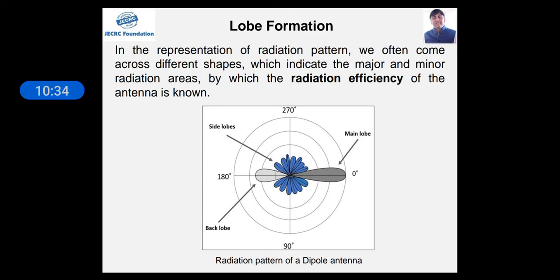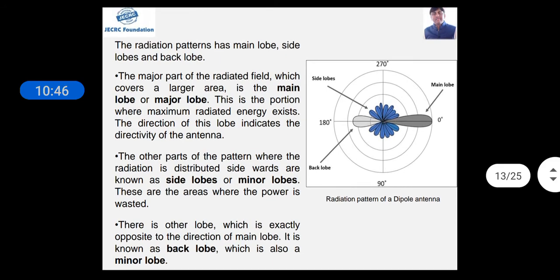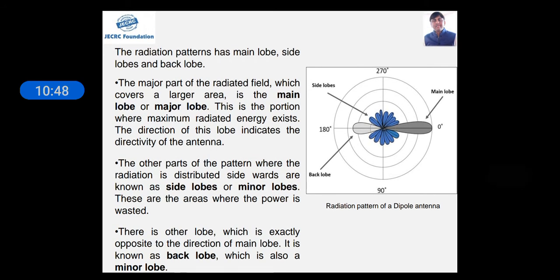Majorly these consist of main lobe, side lobes, and back lobes. Side lobes and back lobes are minor lobes and the main lobe is the major lobe. The major part of the radiated field which covers a large area is the main lobe or major lobe. This is the portion where maximum radiation energy exists, and the direction of this lobe indicates the directivity of the antenna.